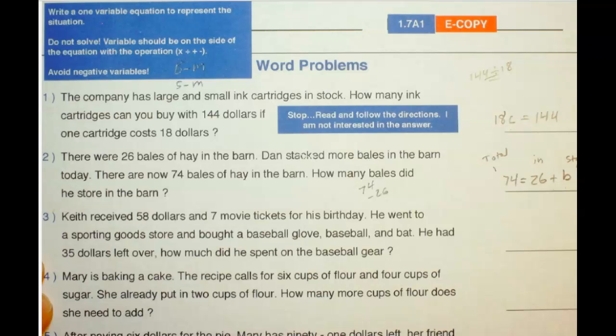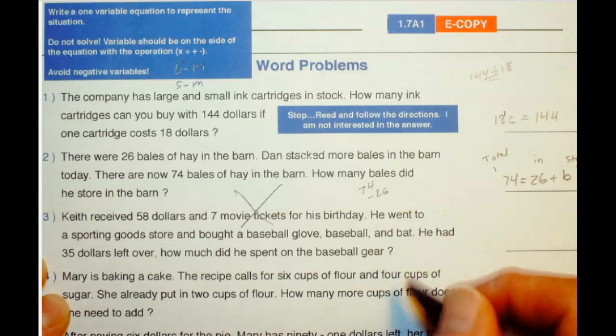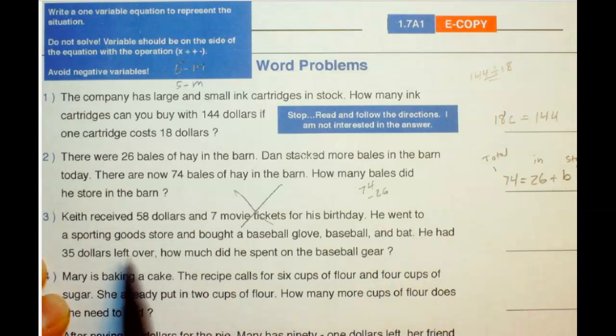Keith received $58 and 7 movie tickets for his birthday. He went to a sporting goods store and bought a baseball glove, a baseball bat, and a bat. He had $35 left over. How much did he spend on the baseball gear? Well, we don't really care about these movie tickets. That's what they call the distractor. All right, so he's had $58, okay, and he spent some money, and then he had 35 left.